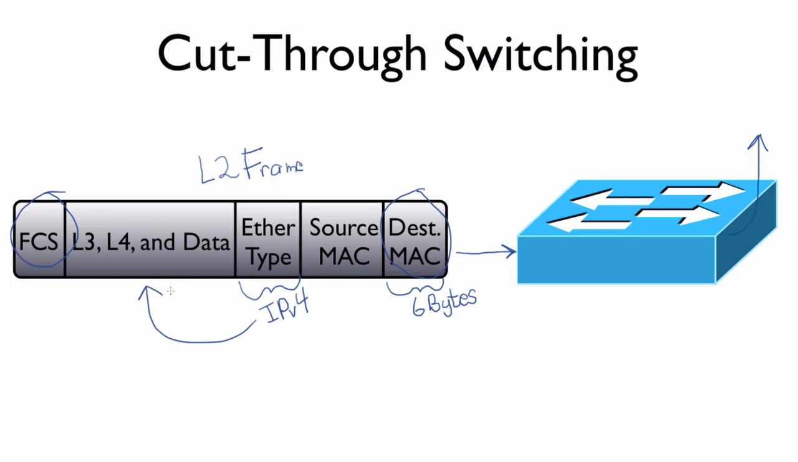But with basic cut-through switching, what you're responsible for understanding for the CCNA exam is that as soon as the switch sees those first 6 bytes, the destination MAC address, it can start forwarding that frame, therefore decreasing latency. The downside is we might forward a corrupted frame, and we haven't taken the time to check that out yet.